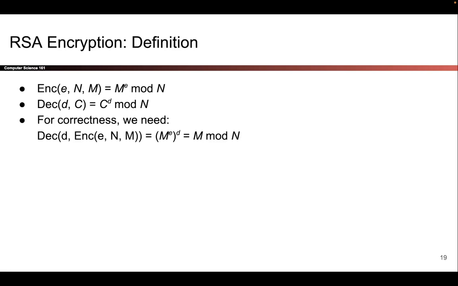Now to prove that all of this actually works, we need to show that for any message that we provide, encrypting it and then decrypting it should produce the original message. So in other words, if you take a message and encrypt it, raise it to the e power, and then you decrypt it by raising it to the d power, hopefully you get the original message m back, and that's what we're going to prove next.